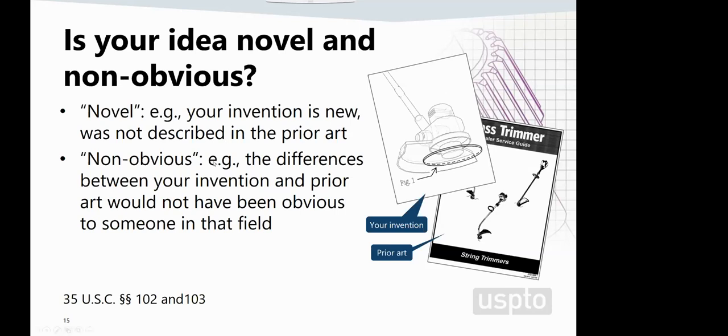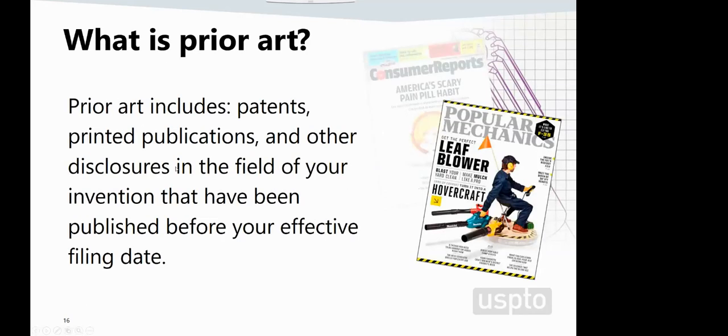That may be sufficient to show that your idea would have been obvious. If all the parts were out there, then perhaps you don't meet that obviousness threshold that's required. So keep that in mind, right? If your invention is a combination of previously known ideas, previously known components, you may run into challenges in proving that it would not have been obvious to combine those components in the way that you have.